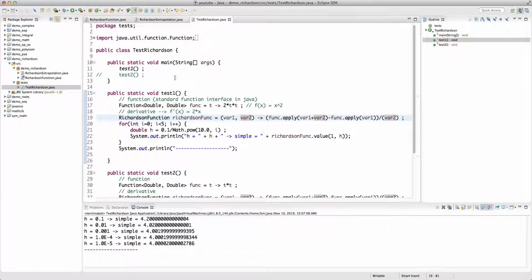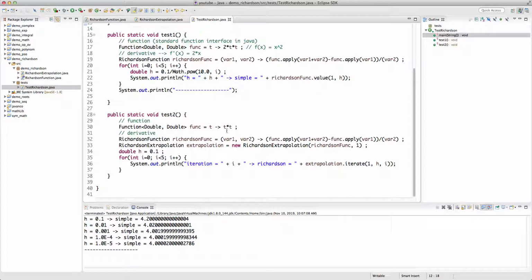Now let's look at how Richardson can absolutely crush this and give us a very exact, very accurate result just by one iteration, like absolutely crushes it. So we're going to do 2 times t squared, so we have 2x squared, and the exact value should be 4x. So I again have my function, t goes to 2t squared, and the derivative, I create the Richardson function exactly based on the forward approximation, and then I create a Richardson extrapolation and pass my Richardson function and the order 1, okay?